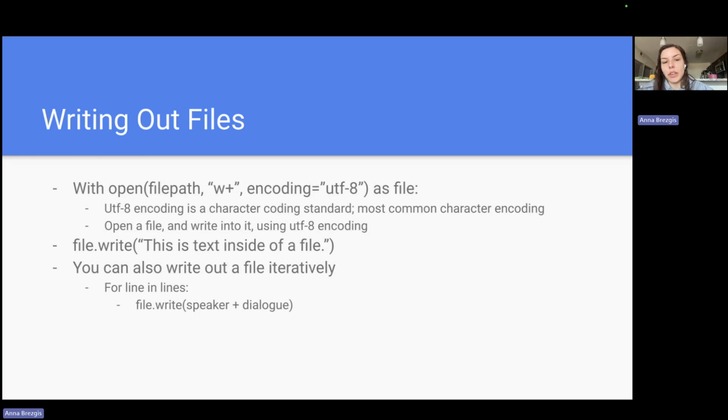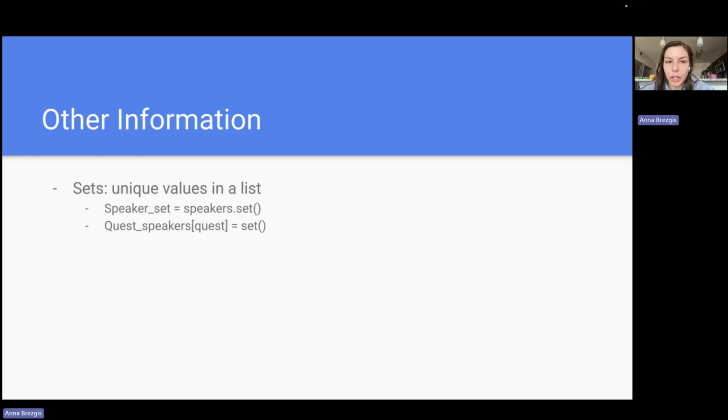Also important is to say you can write out a file iteratively. So I could say for line in lines, file.write. Let's say I have two variables called speaker and dialogue. You know, just going over each line and writing it each time. And if that's inside another loop, that could be per file. Boom, you're in business. And this is some final information here.